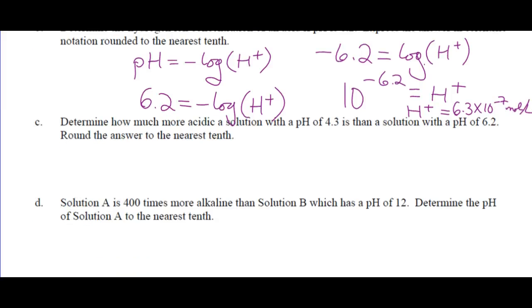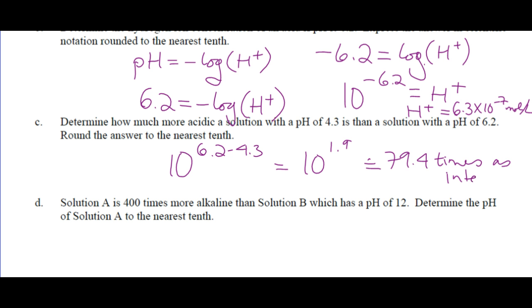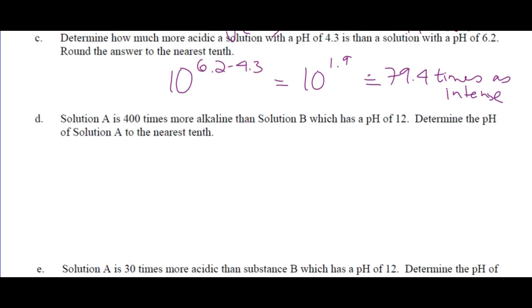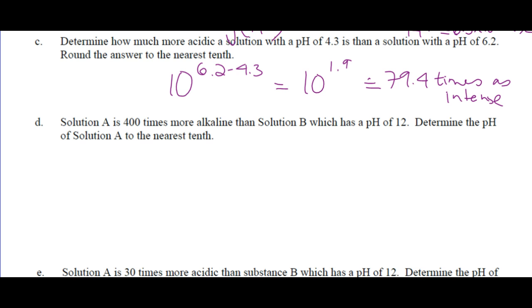How many times? We just apply the rule. So it's 10 to the power of 6.2 minus 4.3. The pH of 4.3 is more acidic because it's lower. So I take the higher pH minus the lower pH because I want a positive number. That's 10 to the 1.9, which is 79.4 times as intense. I don't know if they use pH much; you can use the Richter scale, and then everybody's on equal footing.